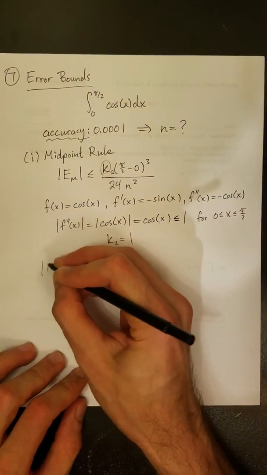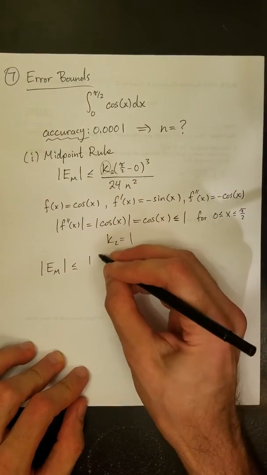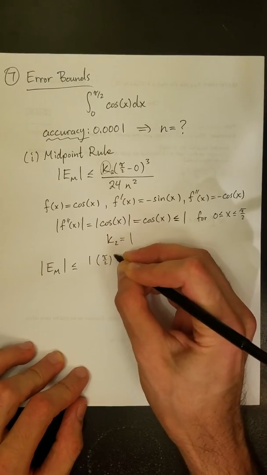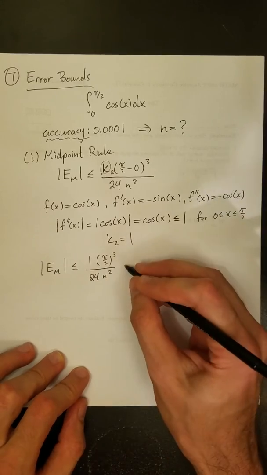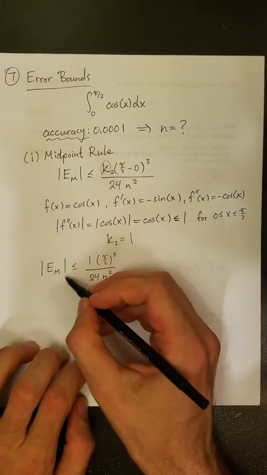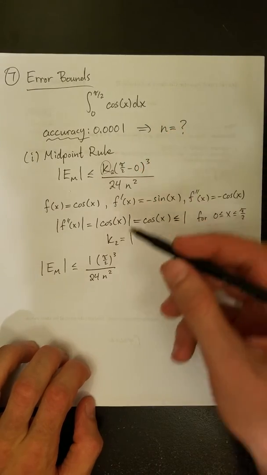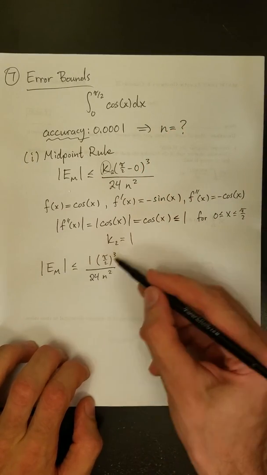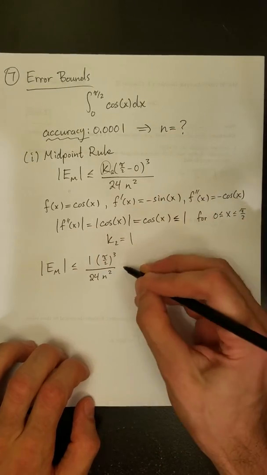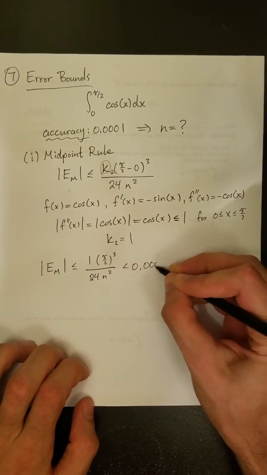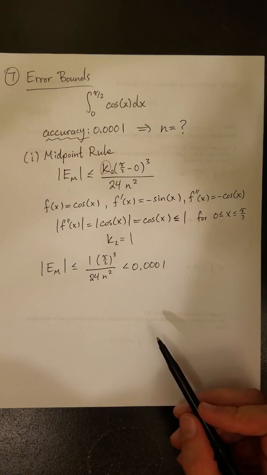Now we have a value for K, it's just 1, so our error bound is pi over 2 cubed divided by 24 n squared. We need our error in magnitude to be less than 0.0001. To ensure that, we'll make this quantity, which is larger than the magnitude of our error, less than that number. So we'll make this less than 0.0001 and solve for n and see what we get.